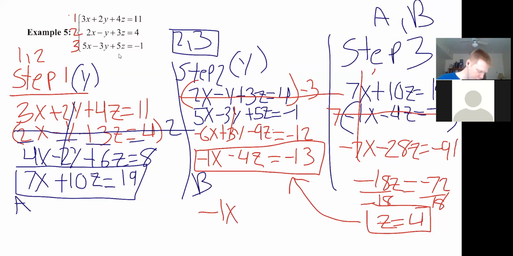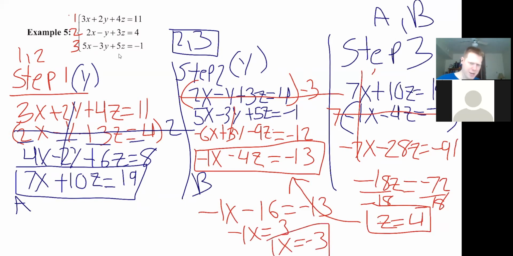But this would be -1x. If I plug in 4 for my z, that would be -16. If I solve this really quick, I would add the 16 over. I would get +3. Divide that by -1, I would get -3. Hooray, we're 2/3 of the way done. Almost there. To get our final answer, we need to figure out our y.